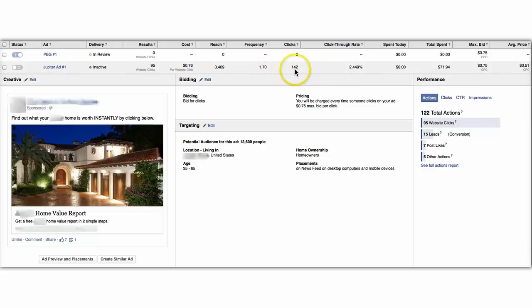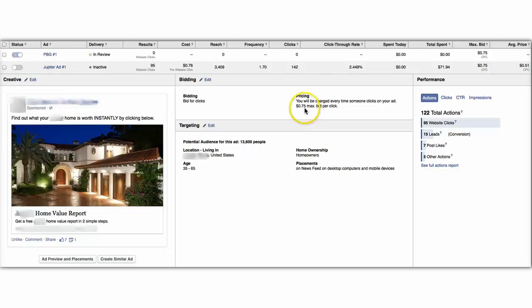Then we look at the number of clicks. Is the ad actually getting clicks? Which would lead to the click-through rate. If your click-through rate is less than 1, you've got a serious problem on your hands and your ad is not effective. Your click-through rate should be at least over 2. 2.5 is good. We've seen ads that have click-through rates upwards of 5, 6, and 7, which is fantastic. But you should be aiming for a click-through rate of about 2.5 to 3, but anything over 2 is pretty good.